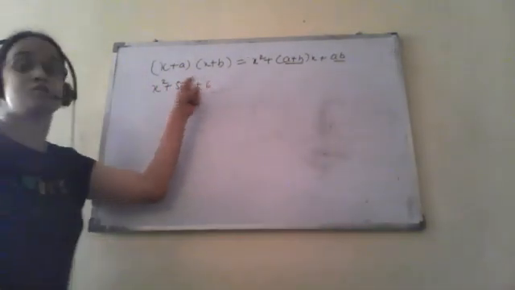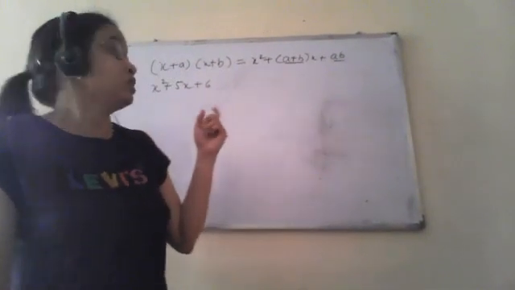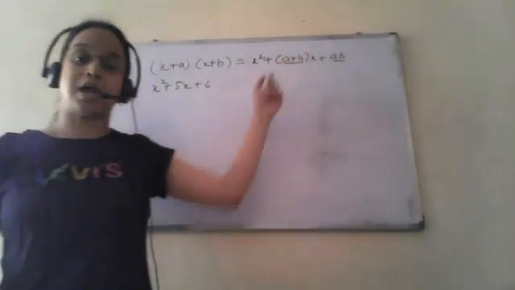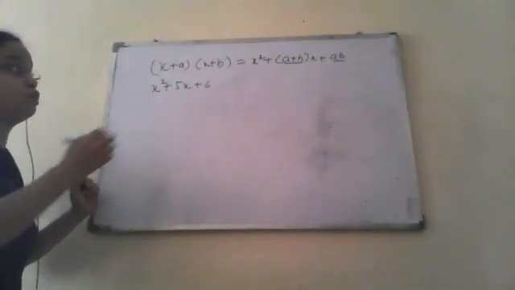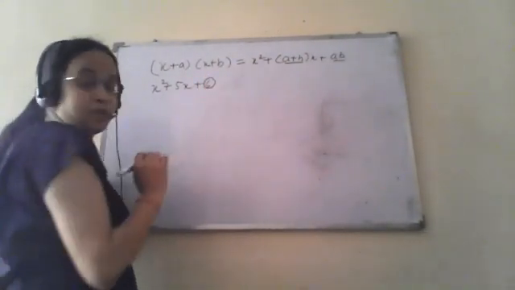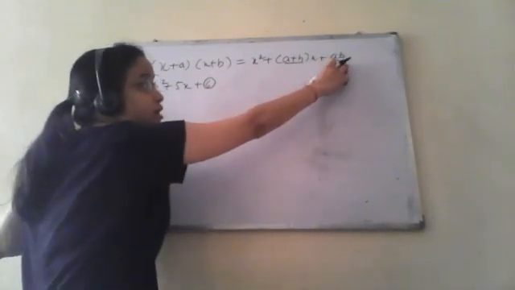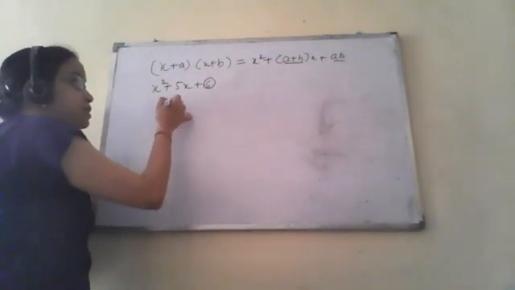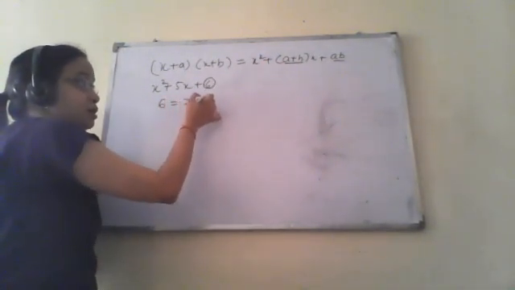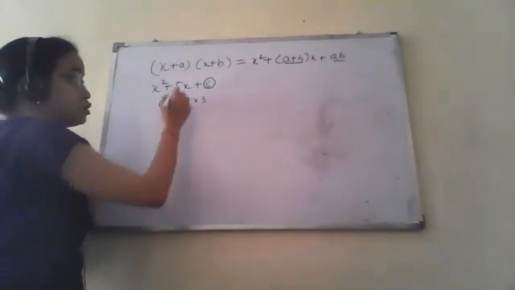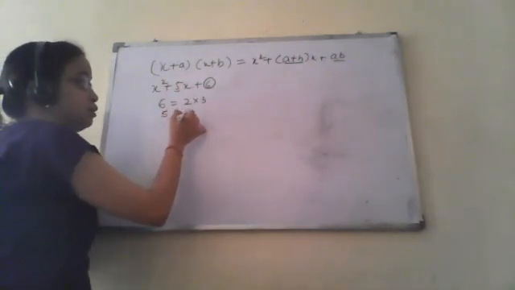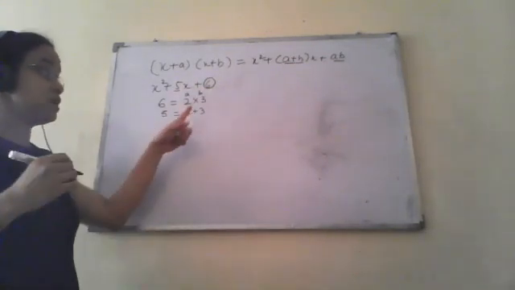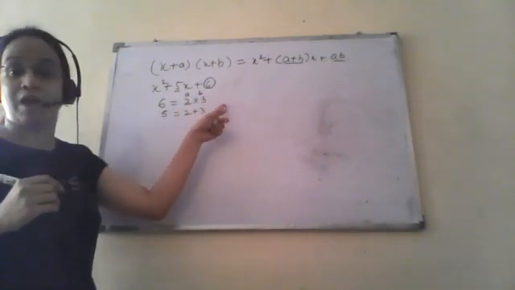Now this 6 is not the square of any number. In such cases we have to apply this identity. What we have to do is factorize this 6 in such a way that the value of a into b is 6 and a plus b is 5. Now 6 can be written as 2 into 3, and 5 can be written as 2 plus 3. So a plus b is 5 and a into b is 6.